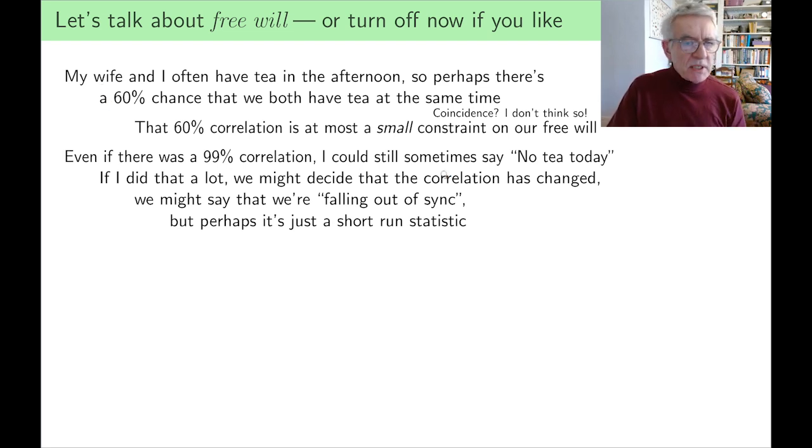I can say no tea today and be perfectly happy. Even if there was 99% correlation, I can say that. But if I said no tea today a lot, we might decide that the correlation has changed. We might say that we're falling out of sync. But perhaps next week will be different, and we'll have tea a lot more, and we'll get back to the long-run statistic, what we described by the 60%.